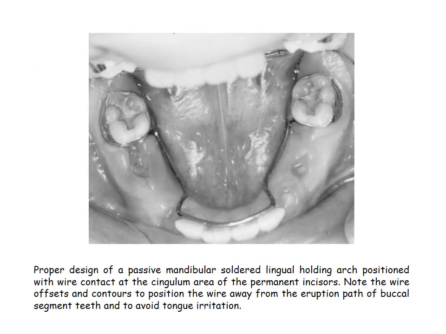As you can see here in this picture, the lingual surface of the anterior teeth, the cingulum area, is touching, after which the wire is offset and contoured, so it is basically keeping the wire away from the path of eruption of the tooth, and it also avoids tongue irritation.